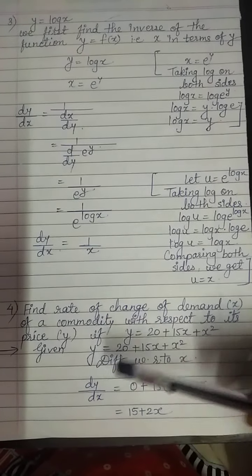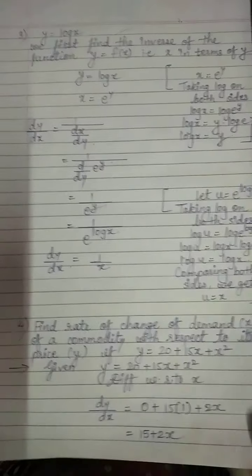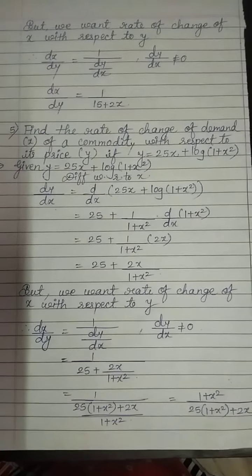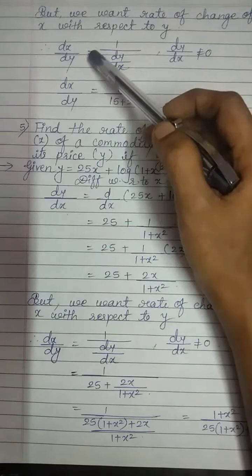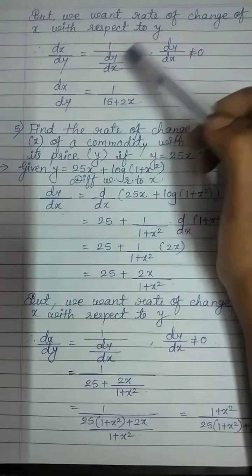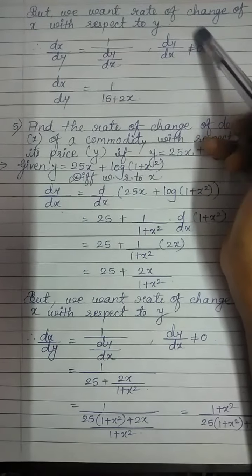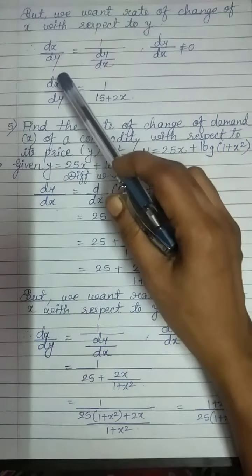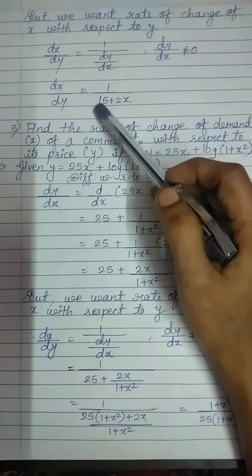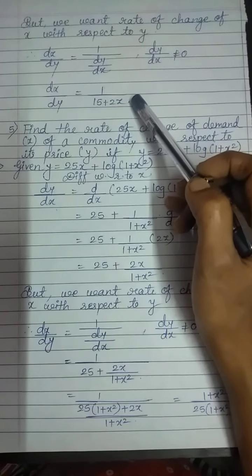But since we want the value of dx by dy, by using the inverse function formula, we can write dx by dy as 1 upon dy by dx, followed by the condition that the denominator is not equal to 0. So that value of dy by dx we will substitute here. So dx by dy is 1 upon 15 plus 2x.